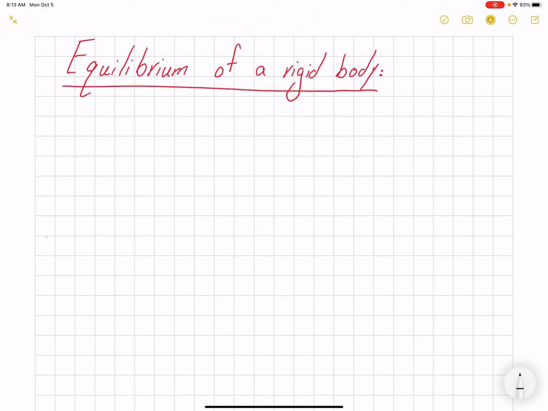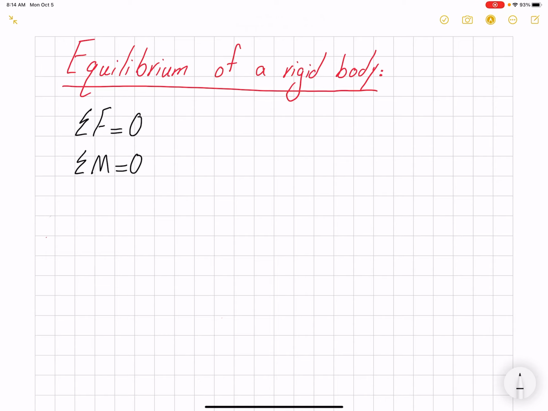Hello everyone. Today we are going to talk about equilibrium of a rigid body. Whenever we are talking about equilibrium, it means there is no motion. So summation of forces is equal to zero. And because we are talking about a rigid body, we are not neglecting the dimension, so summation of moments is equal to zero as well.